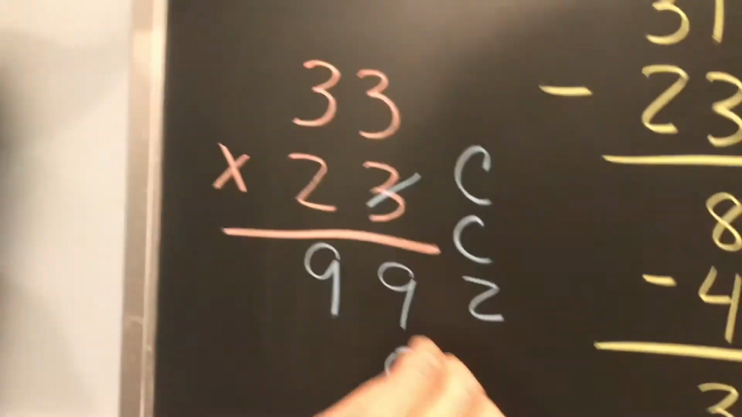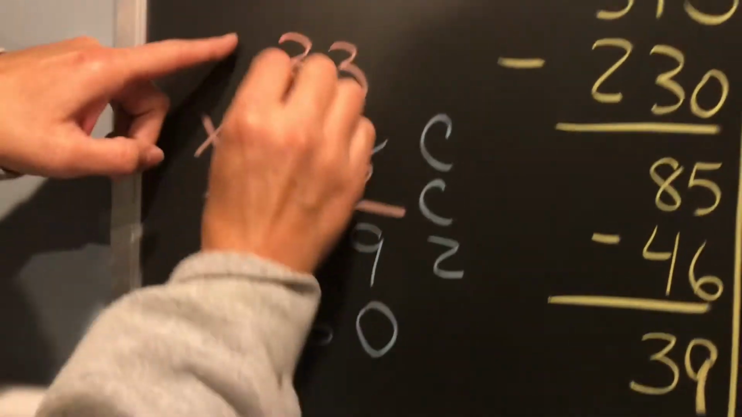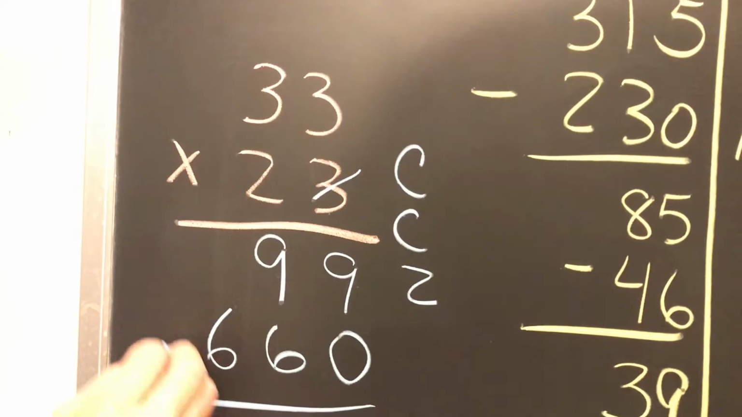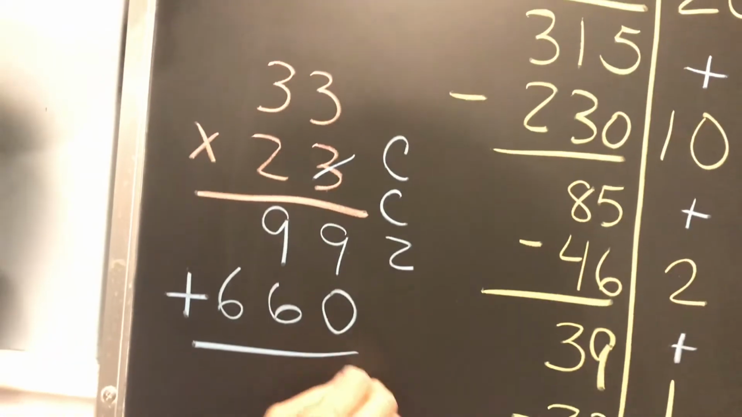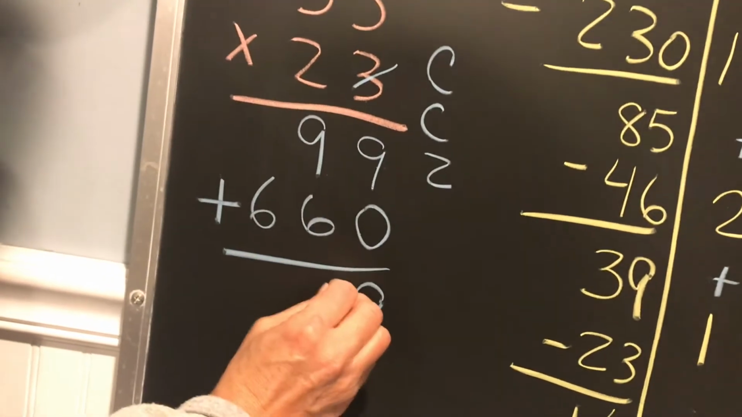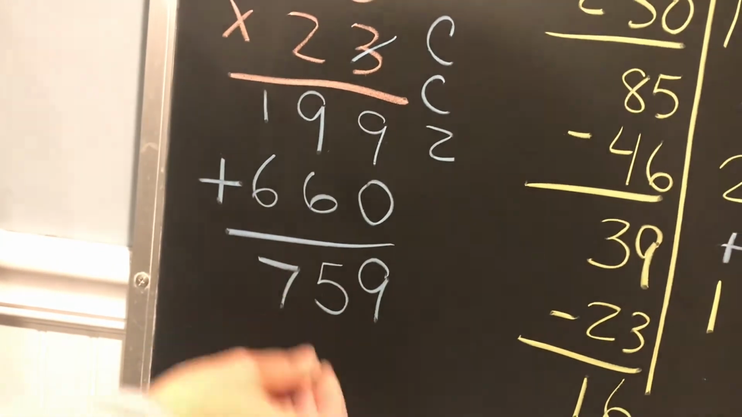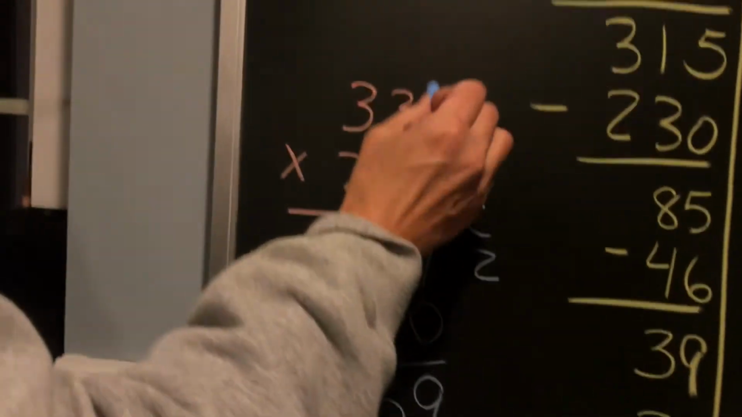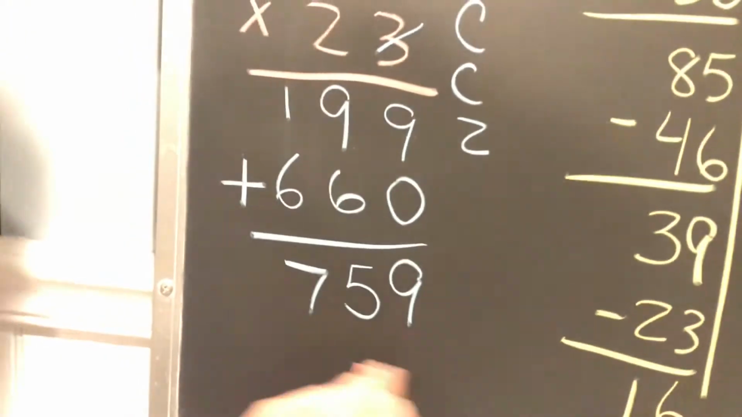Put your 0 here. Now use the 2. 2 times 3 is 6. 2 times 3 is 6. And now you've got to add both of those partial products up. 9 plus 0 is 9. 9 plus 6 is 15. Carry my 1. So that was my quotient times my divisor plus my remainder.